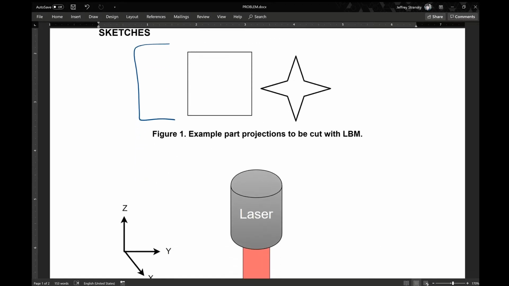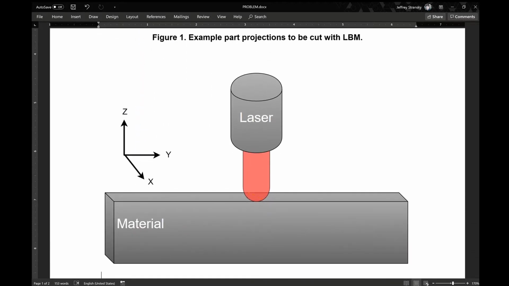A bit of background on what laser beam machining is shown with this figure here. In this example, a laser beam is moved across some material in order to vaporize it to cut out a certain shape. There's a handful of inputs that are needed for Matlab that we can pull from this image in order to run the simulation.